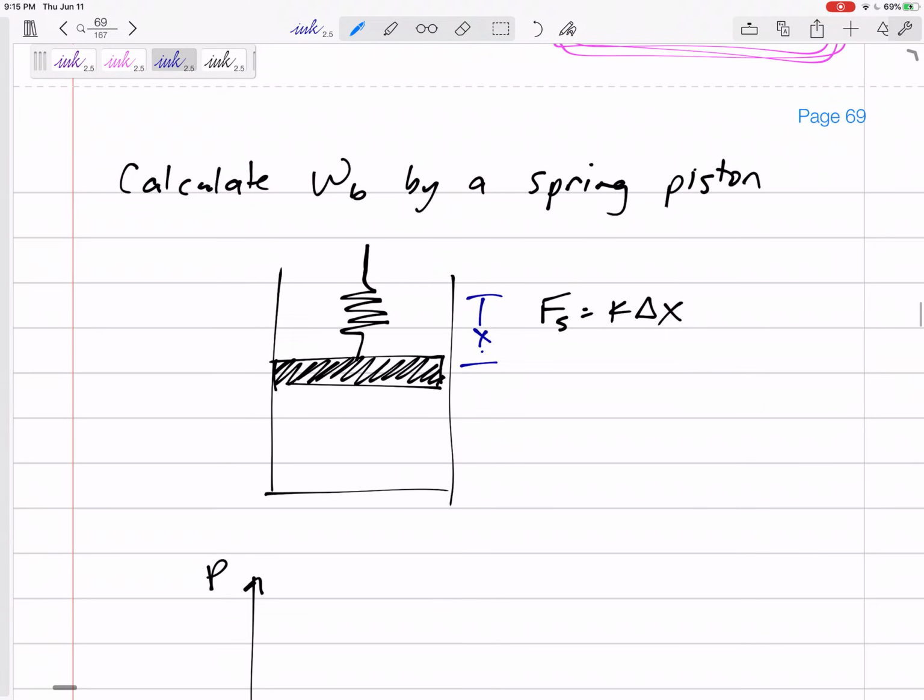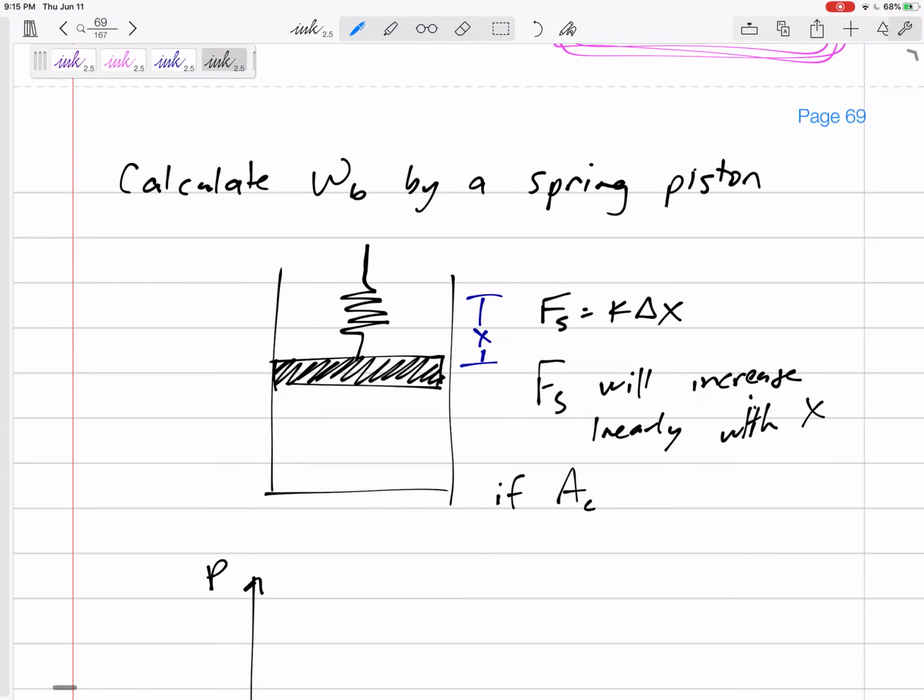Let's say it moves a distance x right here. And the force in the spring is K delta X. So you can imagine the force in the spring will increase linearly with X.